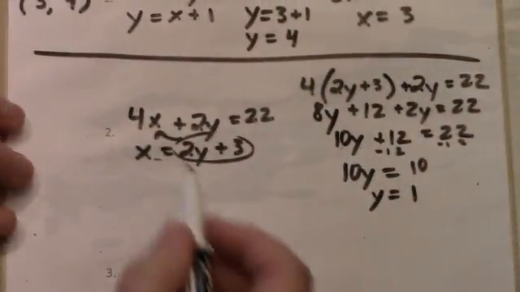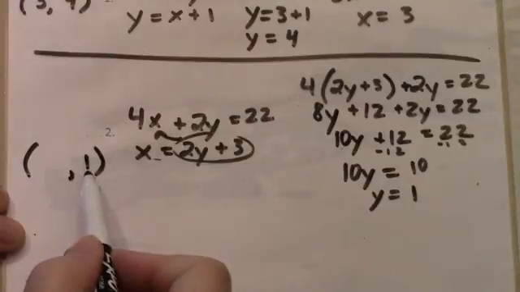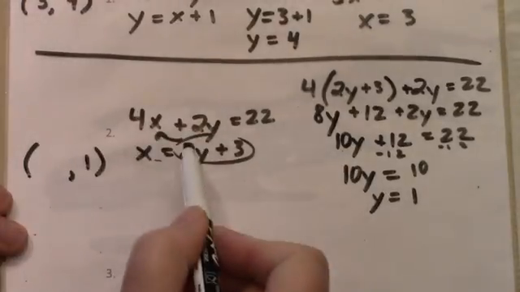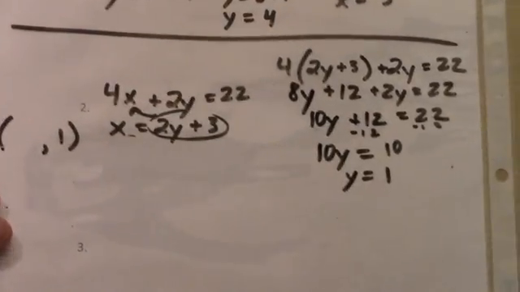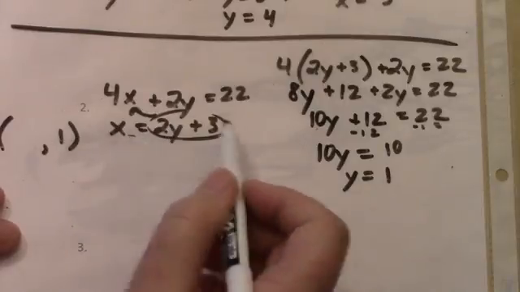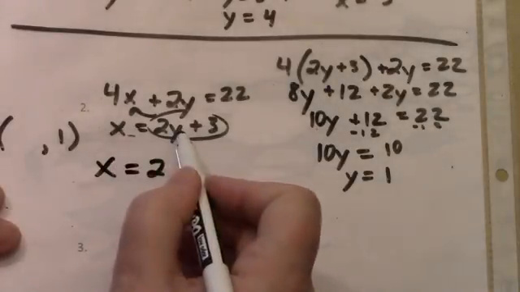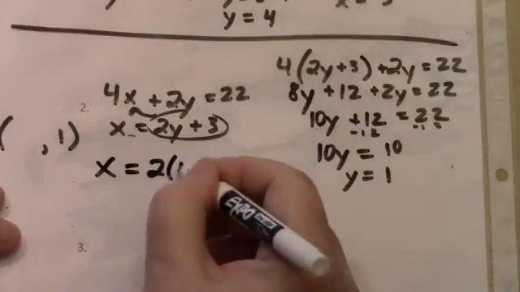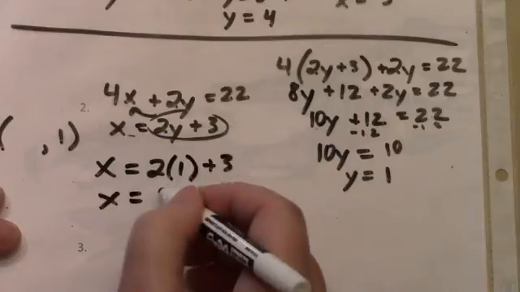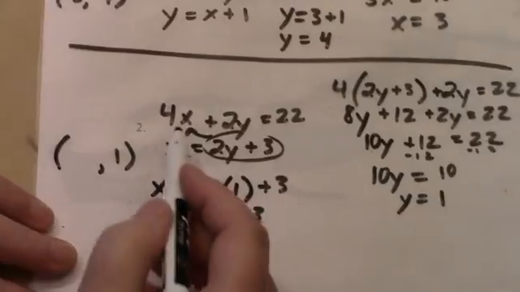Well, let's just make a note of that. My solution, I know my y value is 1. Now what am I going to do? I'm going to take that 1 and plug it into an equation. It doesn't matter which one, but let's do the smaller one. x equals 2y plus 3, and now we know y is 1. What is x? x equals 2 times 1, which is 2, plus 3. Therefore, x equals 5.